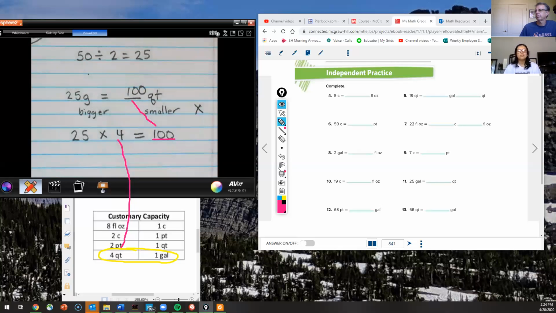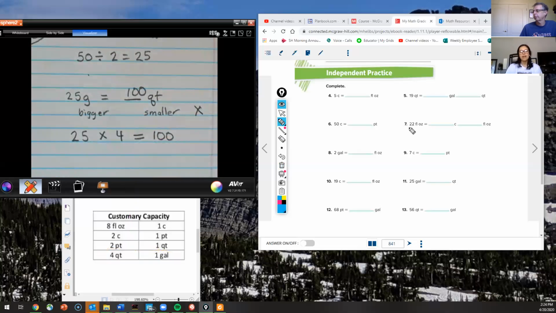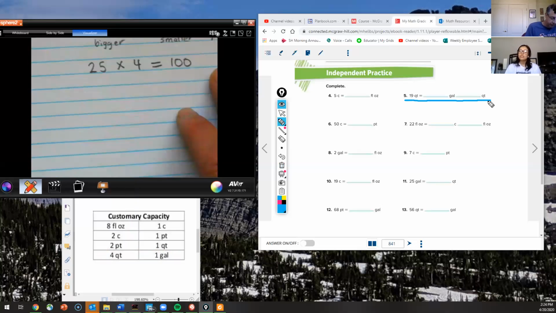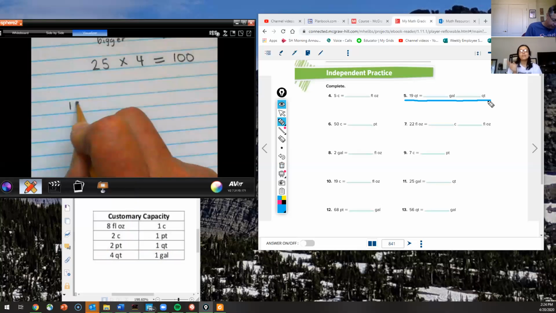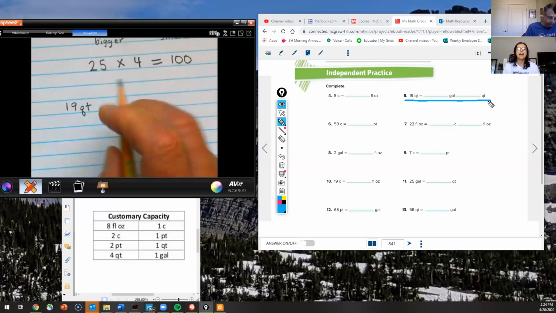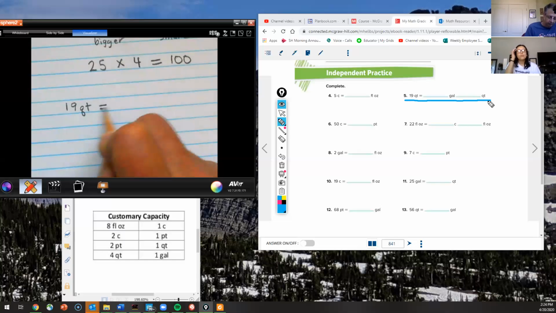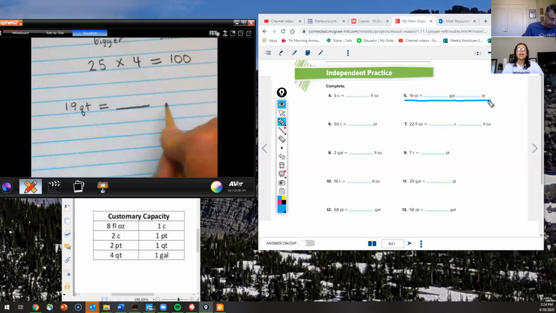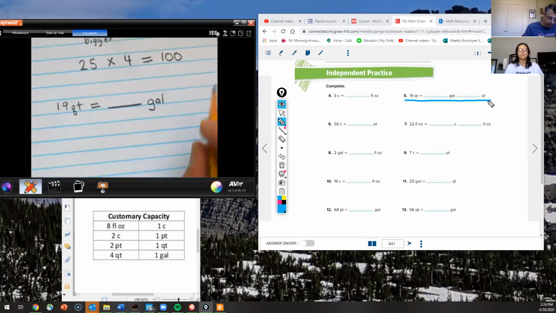Perfect. Now our last example is going to be number 5. Number 5 says 19 quarts equals blank gallons and blank quarts. On this one, it's just like the ones you have seen on previous lessons and homework assignments, where, hint, hint, you're going to have a remainder. You want to see if we're going from small to big or big to small. It looks like we are going from a small unit of measurement to a big unit of measurement because gallons are bigger than quarts.